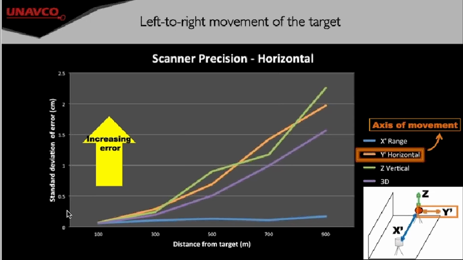In this graph, we moved our target left to right a total of 10 centimeters for horizontal precision. And what we have graphed on our y-axis is the standard deviation of the values of the points that the scanner gave us from each other. And as you can see, as the distance increases, so does the standard deviation of the points from each other in the horizontal axis.